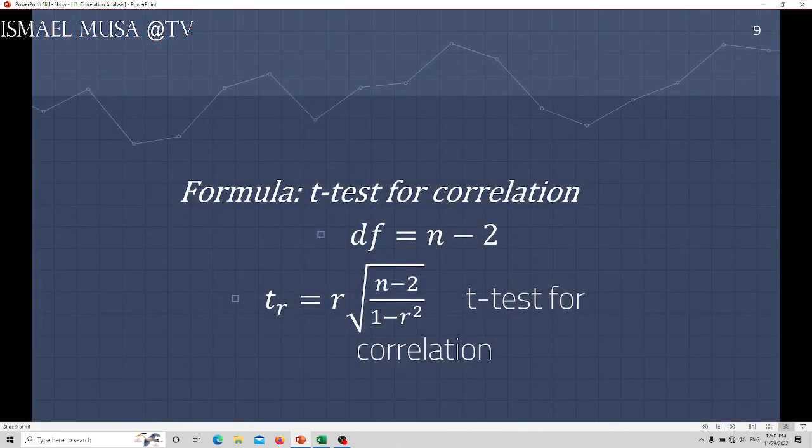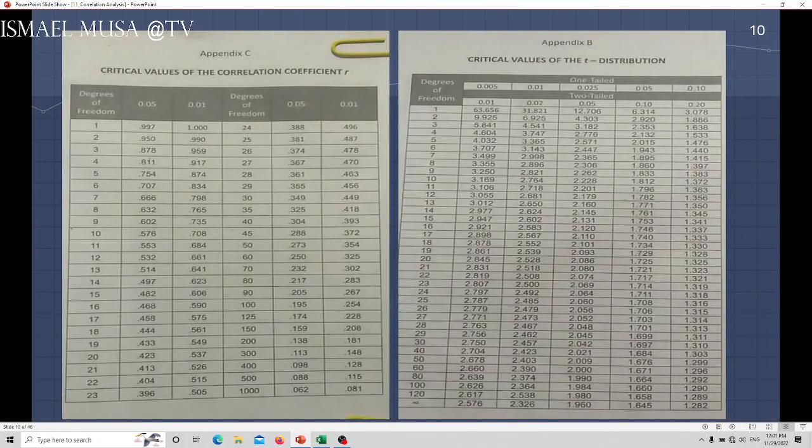Alright. Now, sometimes we also test our correlation as to whether there is a significant relationship. The common practice is we use this formula: t = r times the square root of the quotient of n minus 2 divided by 1 minus r squared. So this is a test for correlation. Usually, our degree of freedom is n minus 2 because there are two groups.